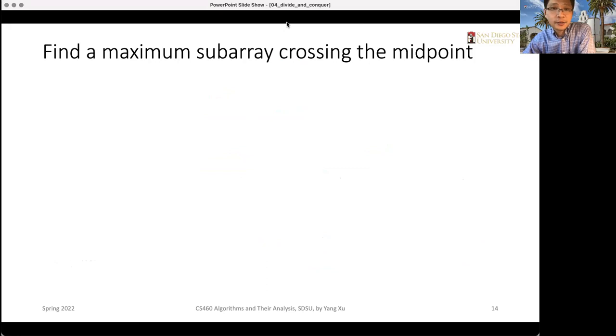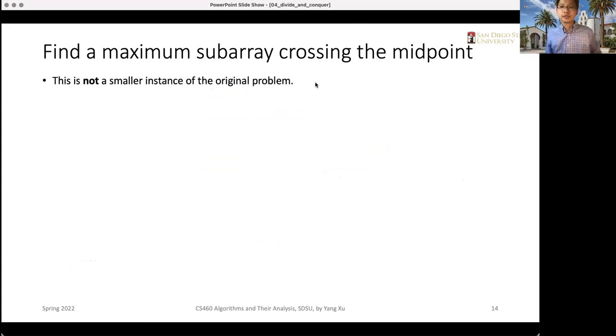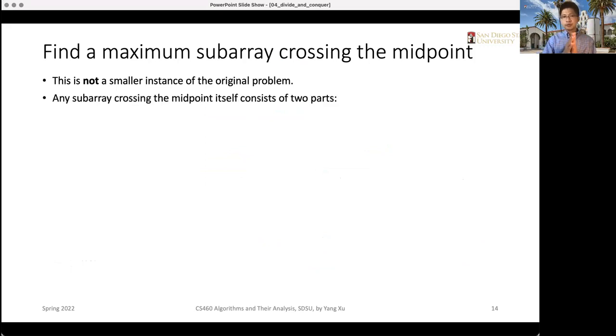Actually, the hardest one is the one that we'll look at first, which is the crossing of the midpoint, right? We want to find the maximum subarray that crosses the midpoint. But as of now, it's already much easier than the original problem. Okay, this is a new problem. This is not a smaller instance of the original problem.